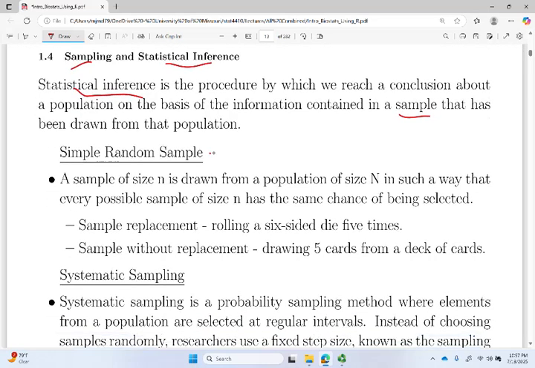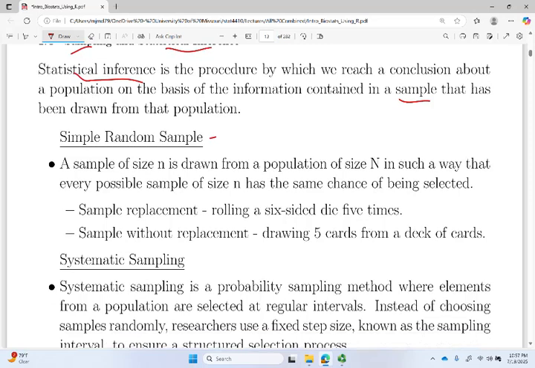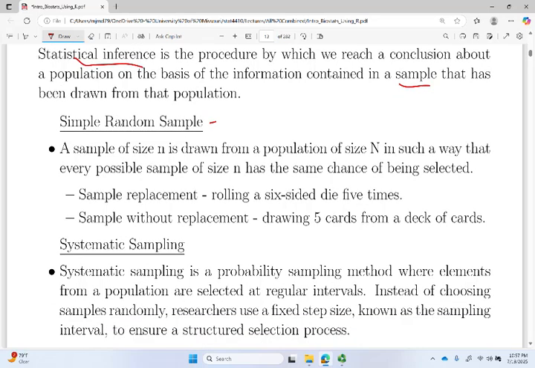Okay. So first, it's simple random sample. That means that if we're going to draw a sample of size n from a population of size capital N, every single sample of size little n has equal probability of being drawn, so it has the same chance. So that's simple random sampling. And you can do it with and without replacement.